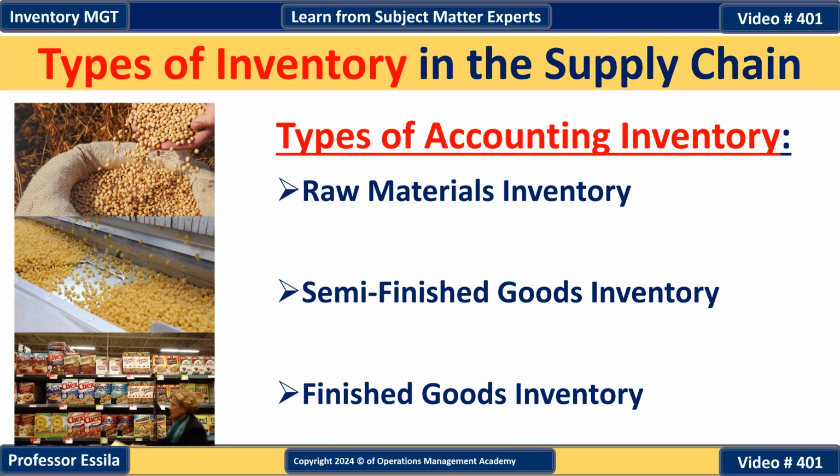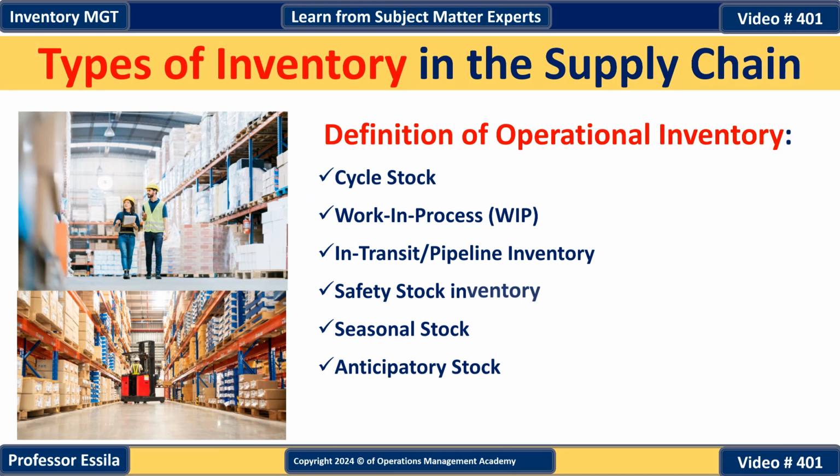Another example here is the steel used by an automobile manufacturer. So before the steel is shaped, welded, or assembled into car parts, it is considered part of the raw material inventory. So now let's talk about operational inventory.